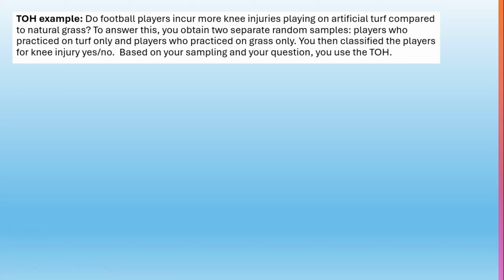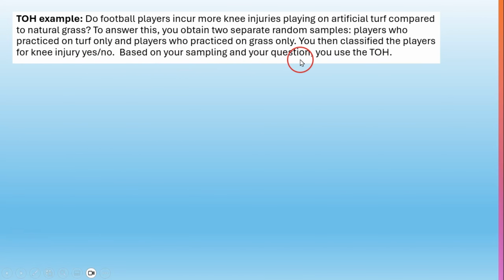To answer this, you obtain two separate random samples: players who practiced on turf only and players who practiced on grass only. So you can see the necessity here for this type of sampling process, because if you have players that are practicing on both turf and grass, it's hard to separate the two. So here we need two separate groups. You then classified the players for knee injury, yes, no. So there's your categorical variable there that's in the column.